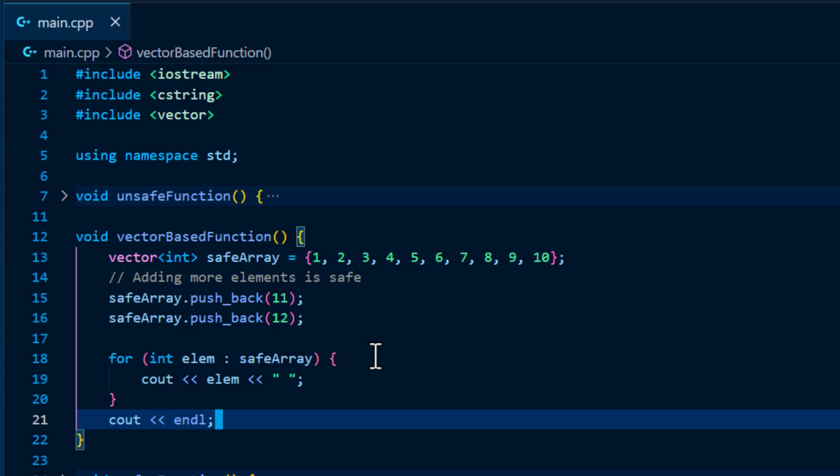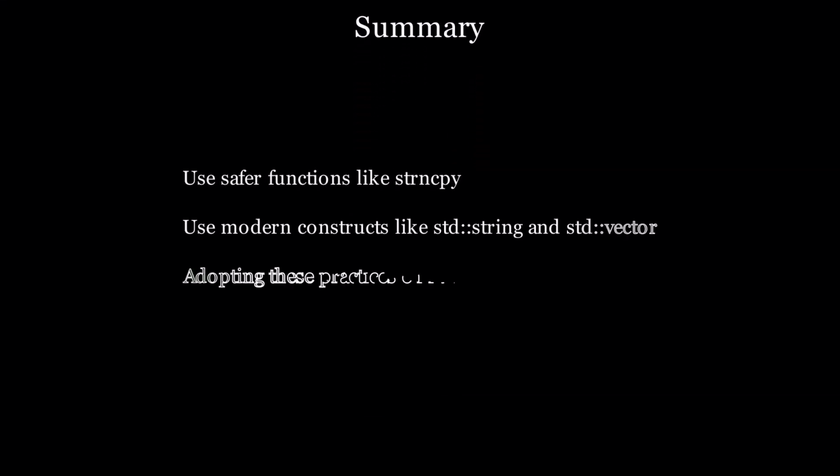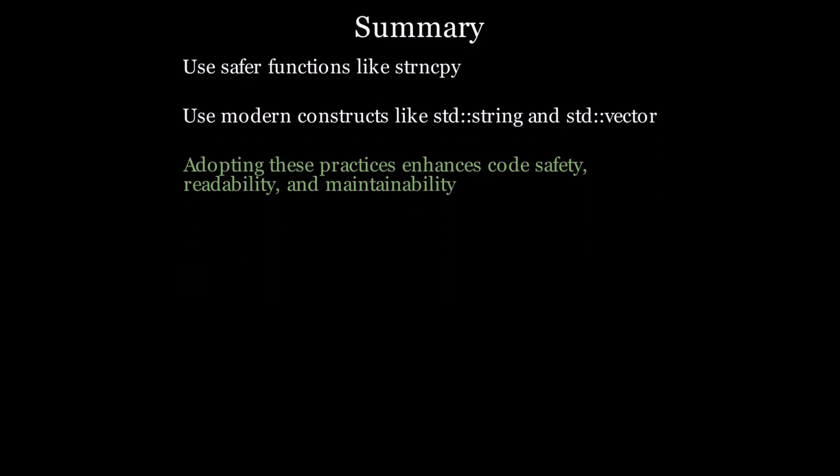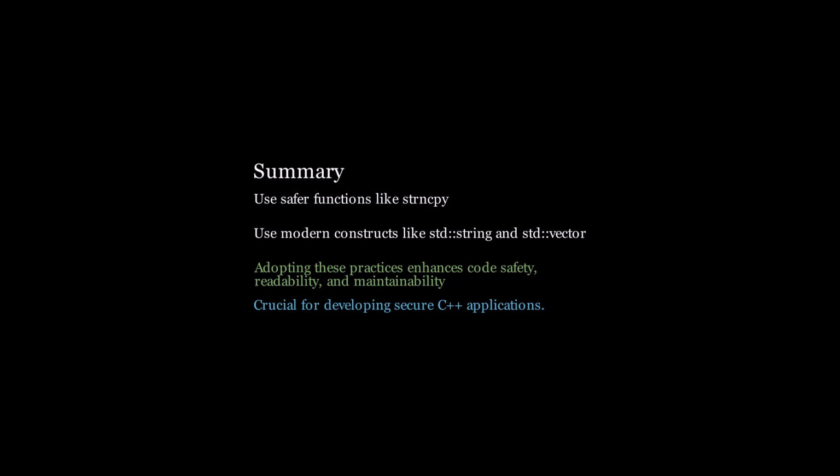These examples illustrate how to mitigate the risk of buffer overflows in C++ by using safer functions like strncpy and modern constructs like string and vector. Adopting these practices enhances code safety, readability, and maintainability, crucial for developing secure C++ apps.